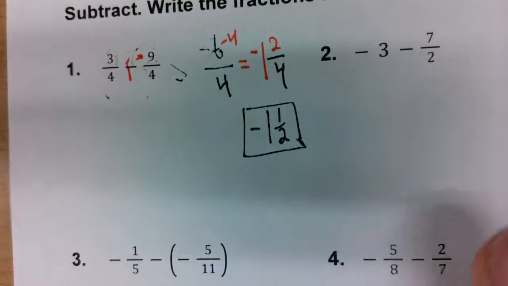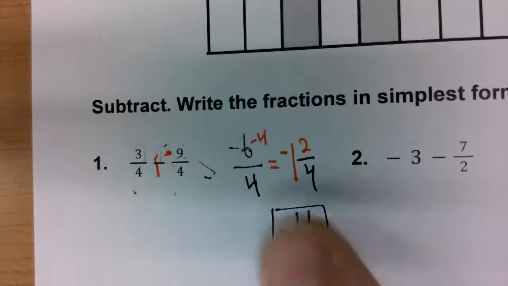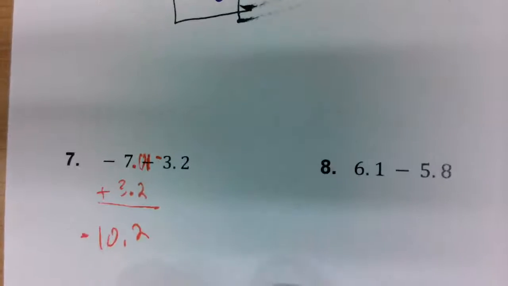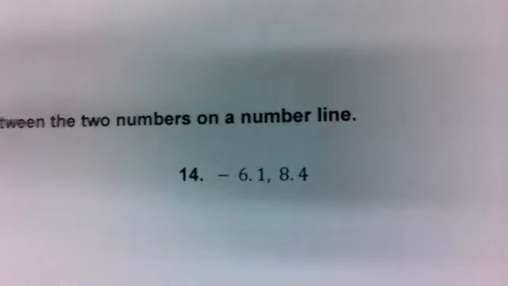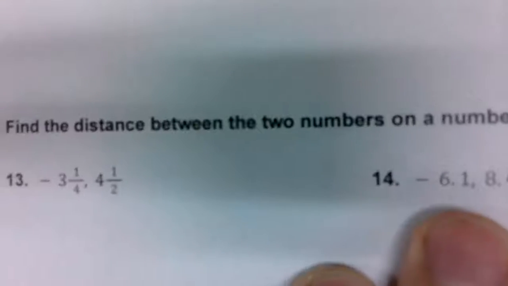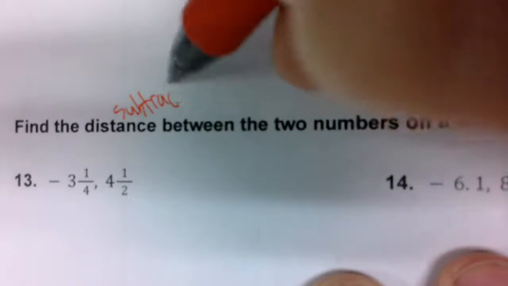Whether you start with fractions or mixed numbers, if it starts as a fraction, make sure it ends as a fraction in simplest form. When you have decimals, like we had down here, just make it a decimal. On the back, very fast. Notice it says find the distance between the two numbers on a number line. No number line is provided, so just find the distance. If you need to make that note, that means we're going to subtract them.